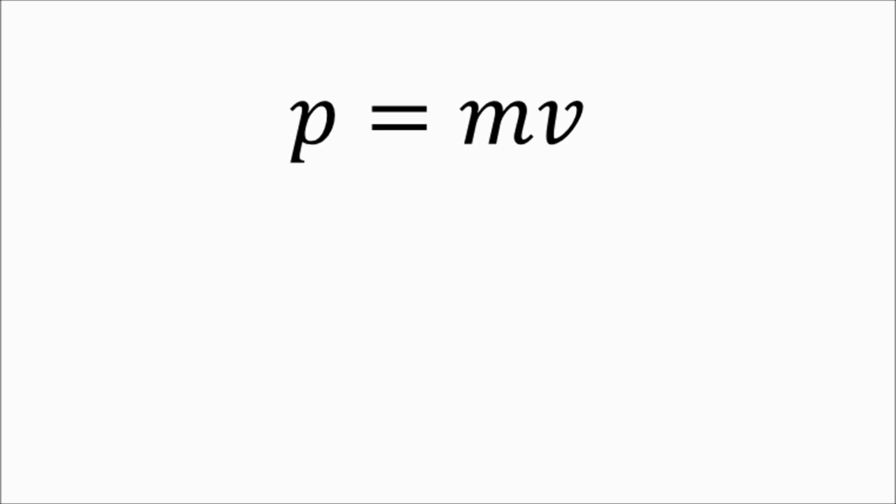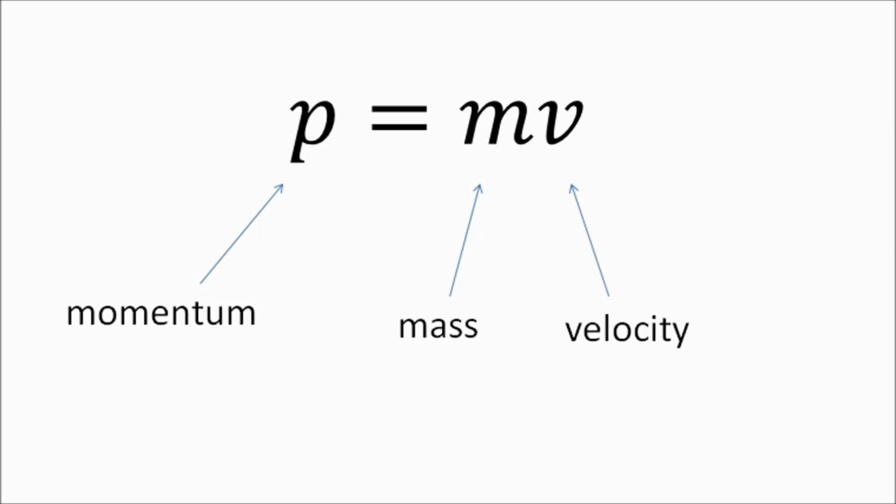So here's the first equation we're going to use. P equals mv. P is momentum, m is mass, and you can probably guess that v is velocity. So what about the units? Well, if mass is measured in kilograms and velocity is measured in meters per second, then momentum has to be measured in kilograms meters per second.